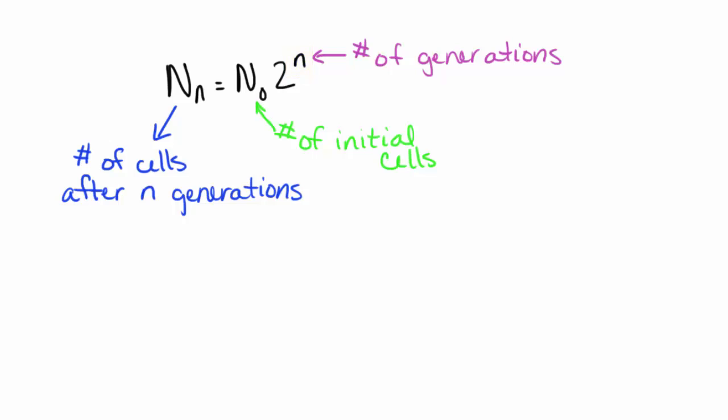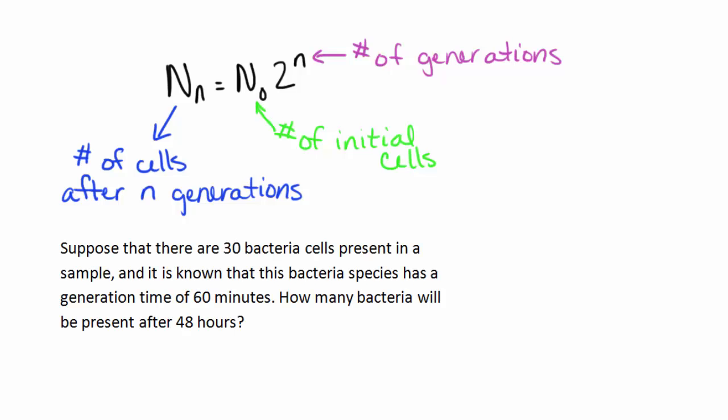So if we look at an example of this and we apply the equation, this question says that suppose there are 30 bacterial cells present in a sample, and it's known that this bacteria species has a generation time of 60 minutes. And we want to know how many bacteria will be present after 48 hours. So just pulling out what we know about this, in this case, your N sub 0, the number of initial cells that we have, is 30. So we know we have 30 cells to start with, and we know that we have a generation time of 60 minutes. That would be equivalent to 1 hour.